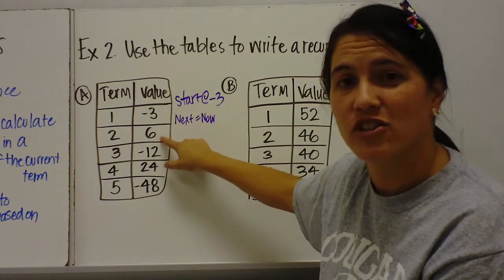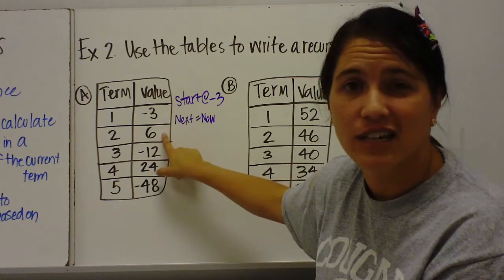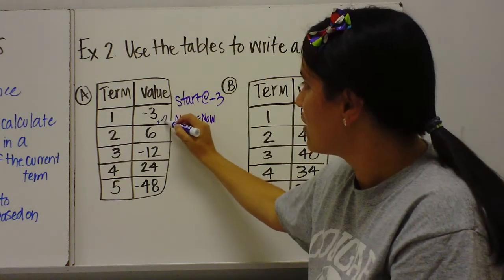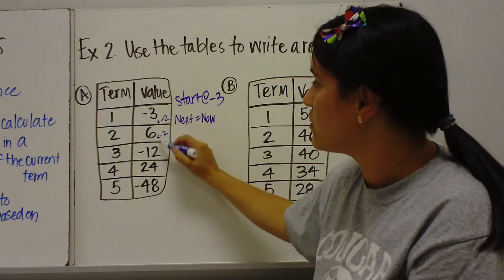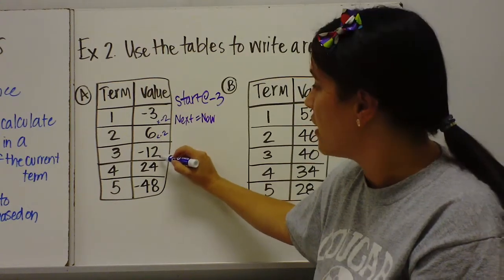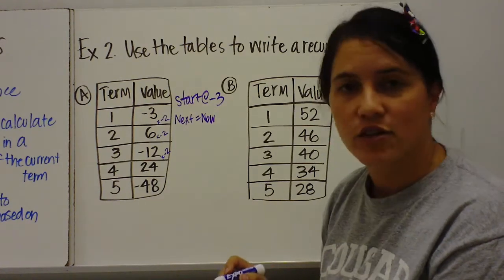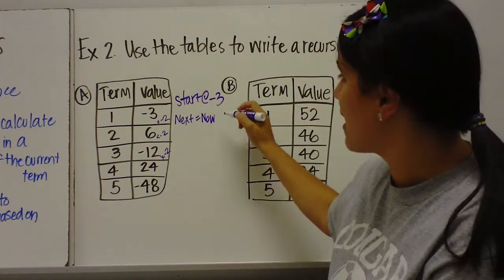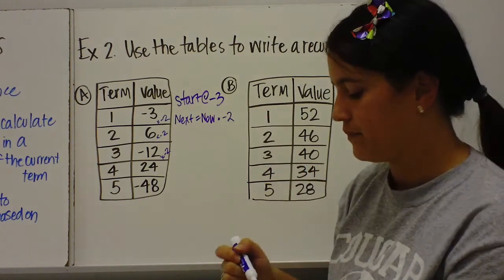Maybe it's multiplication. So negative 3 times 2 would be negative 6. So maybe it's times negative 2. Negative 3 times negative 2 is 6. 6 times negative 2 is negative 12. Negative 12 times negative 2 is 24, and so forth. So figuring out the pattern is one of the challenges. So now, next equals now times negative 2.